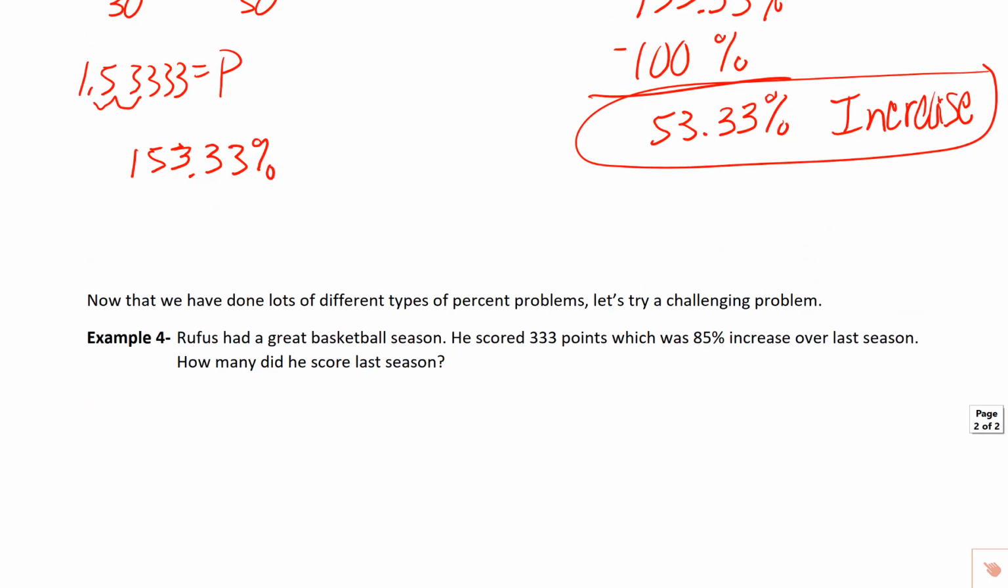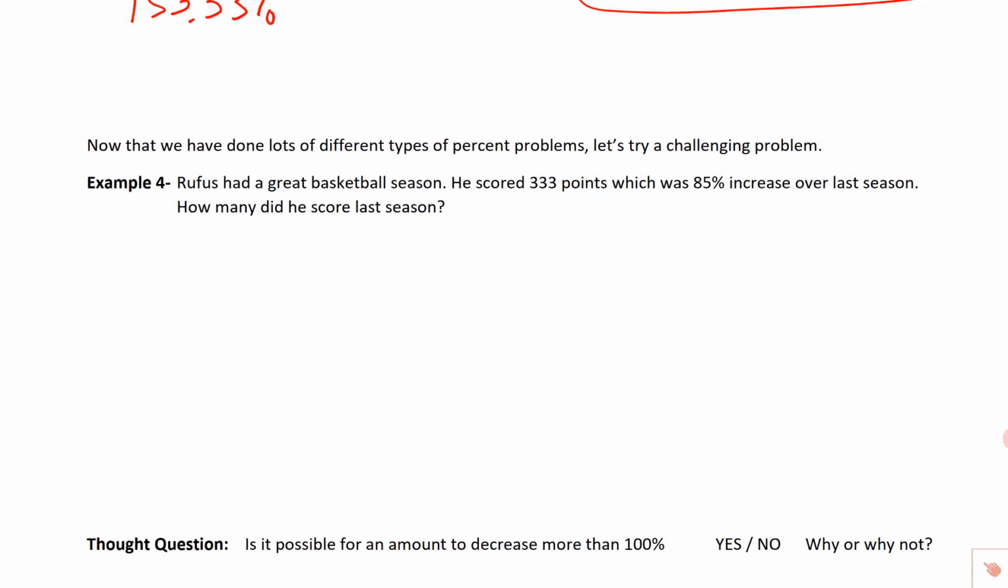Now let's try a problem that is a little more challenging. Rufus had a great basketball season. He scored 333 points, which was an 85% increase over last season. How many did he score last season? So we are trying to find out what the old amount was. They've told us what the new amount was, and they've also given us the percent.